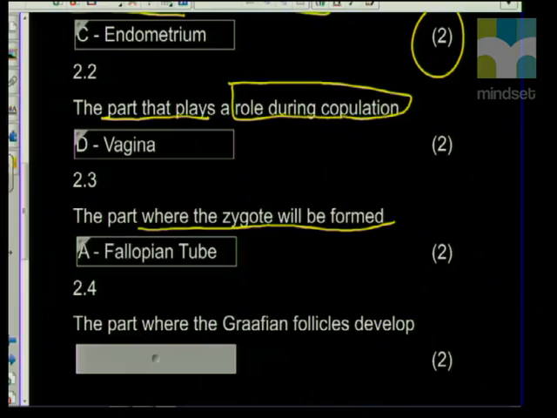So you get an egg, you get a sperm, it comes together, and now we've got a zygote, right? And where is it formed? In the fallopian tubes. Very simple, very easy. So they keep playing with you all the time. They ask you the same question, but in a different way, but it's the same answer. I could have said, where does fertilization take place? Or where does a zygote happen? Or where is a zygote formed? Same question, same answer.